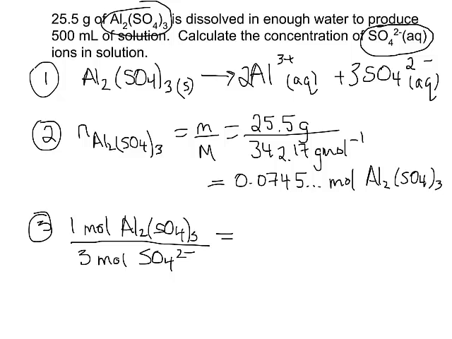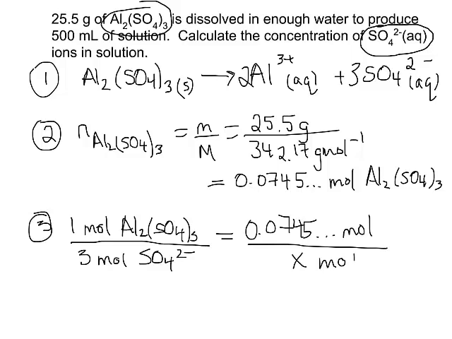And we've figured out how many moles of aluminum sulfate we are starting with. We need to figure out how many moles of sulfate ions we are going to produce. When we solve this, you should get 0.223 moles of sulfate ions.